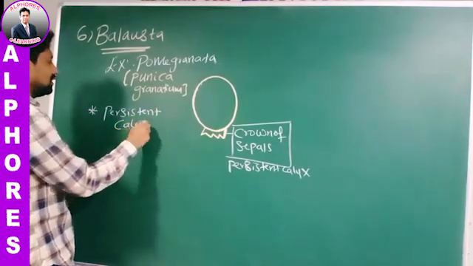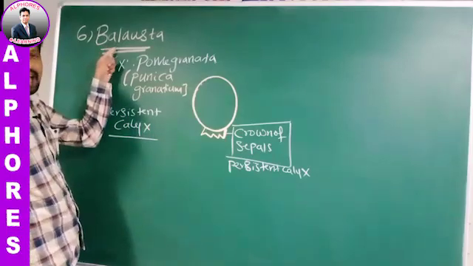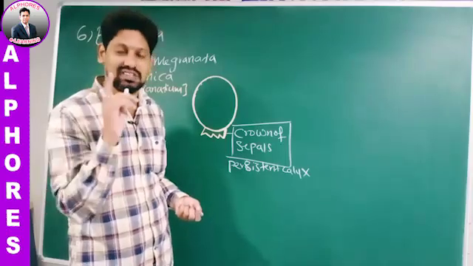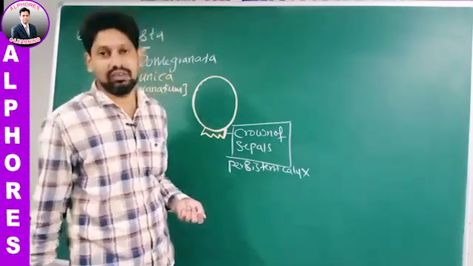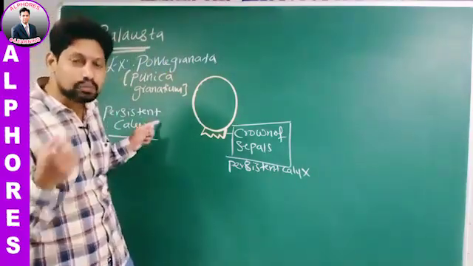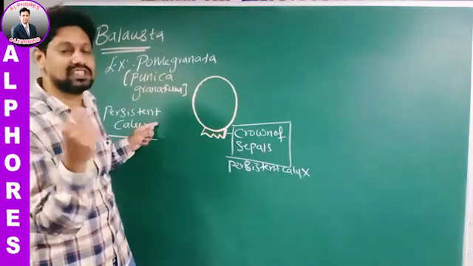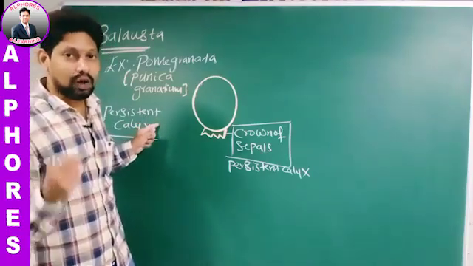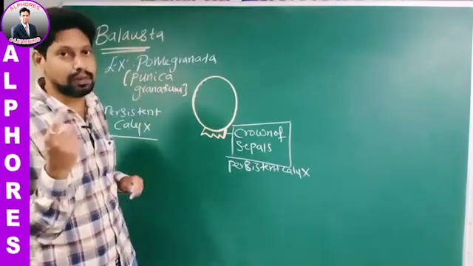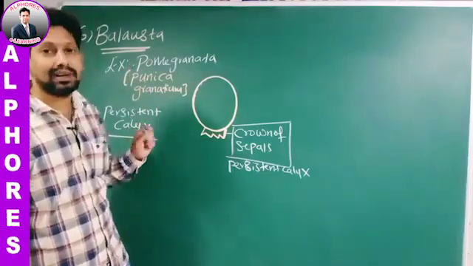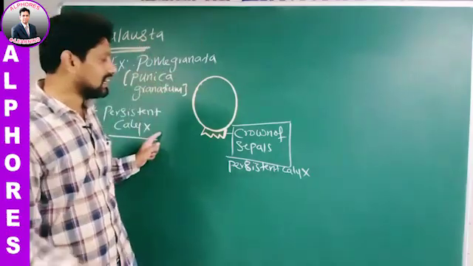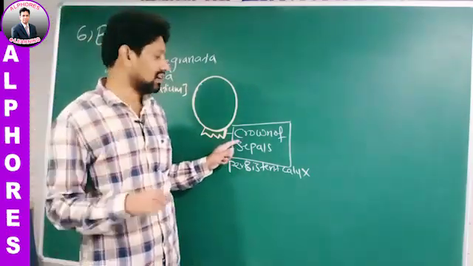persistent calyx in the case of balausta as well as in the case of berry also. Berry is associated with persistent calyx. Balausta is also associated with persistent calyx. This persistent calyx is a crown of sepals in the case of balausta. So in balausta, the persistent calyx is present like a crown of what, sir?